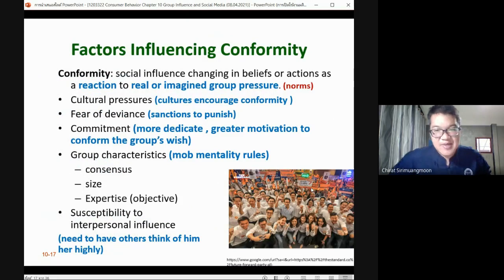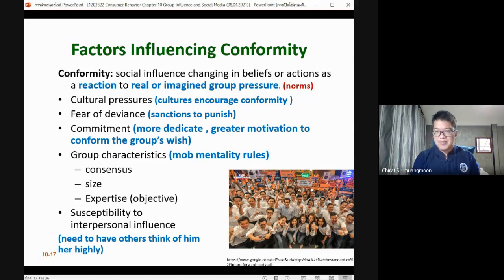Factors influence conformity, but before we talk about the factors, please let's talk about conformity first. So what actually is conformity? Conformity is the social influence that can change your belief or action. In other terms, I would like to use "grouping" instead of conformity: grouping by the influence of the social. So again, conformity is social influence changing belief or action as a reaction to real or imagined group pressures.